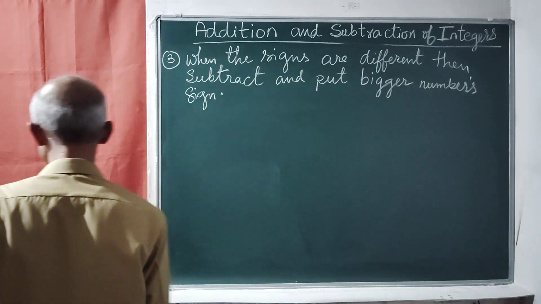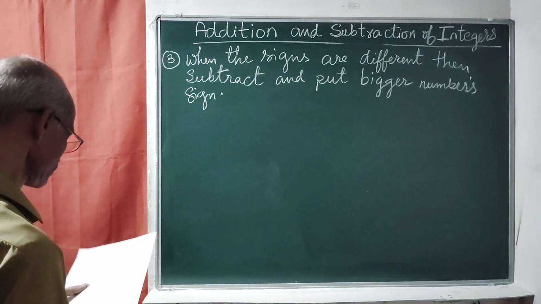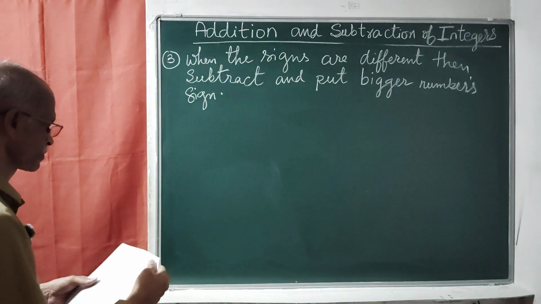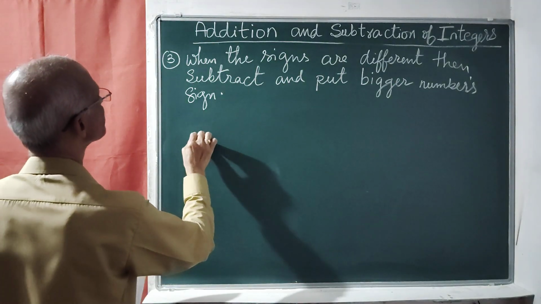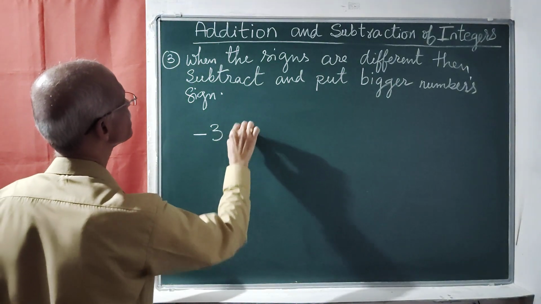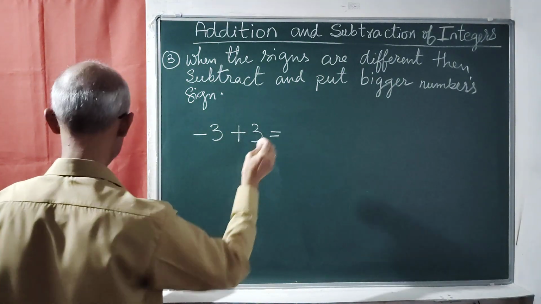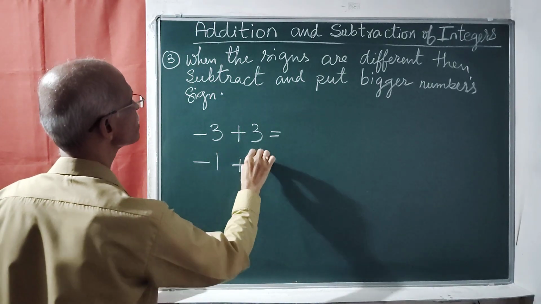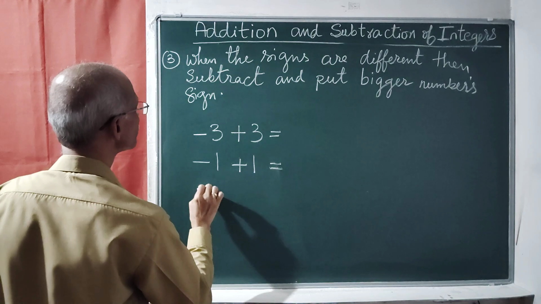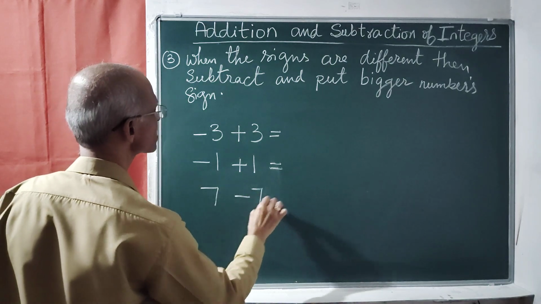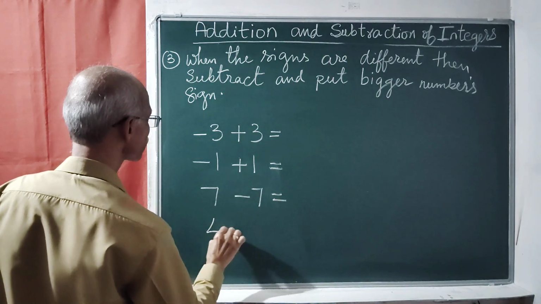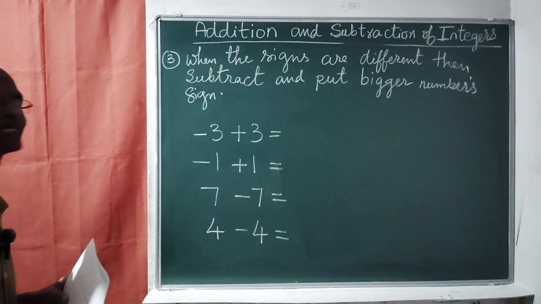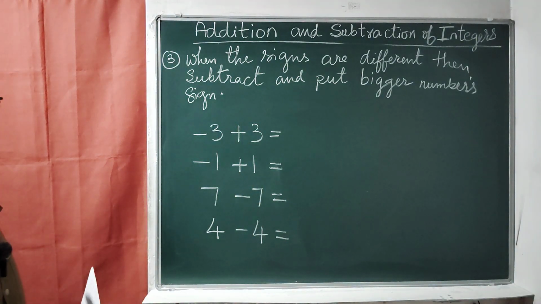We'll see some more examples. Minus 3 plus 3, minus 1 plus 1, plus 7 minus 7, plus 4 minus 4. Here also, what should we do? Subtract and put the bigger number's sign.